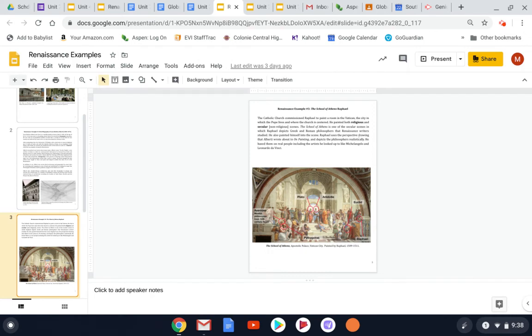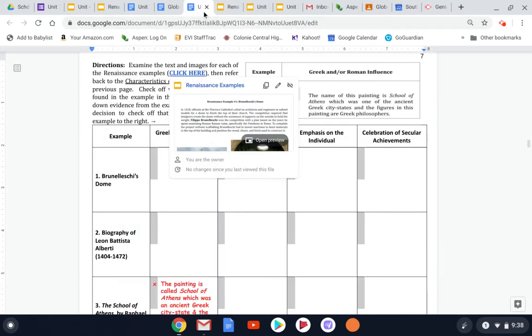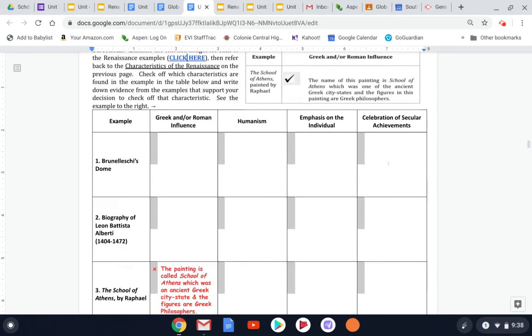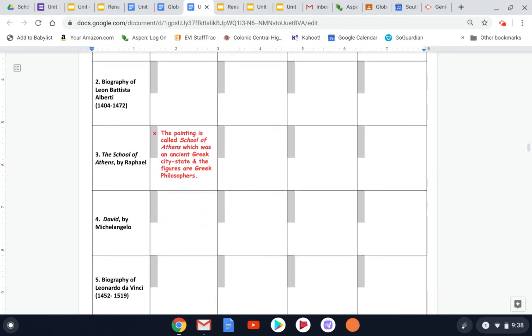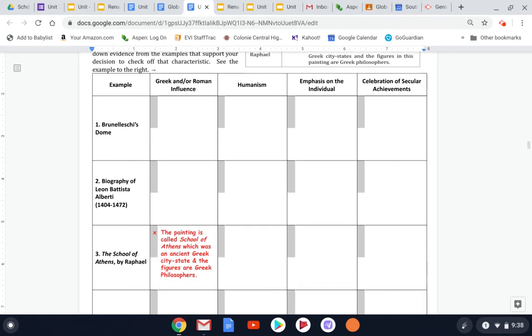So we would take this Renaissance example number 3, the School of Athens, and we would want to go to our row and think about which characteristic from the last page, these 4 up on the top, is represented in that example. Now, some of these examples are going to be characteristic of multiple parts of the Renaissance. So for the School of Athens, one thing that we can see that this matches up to is that it's showing us Greek and Roman influence.